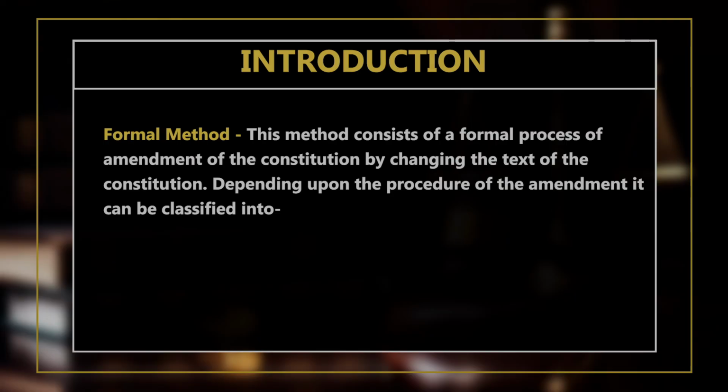The second method is the formal method. This method consists of a formal process of amendment of the Constitution by changing the text of the Constitution. Depending upon the procedure of amendment, it can be further classified into two types, that is, flexible and rigid.